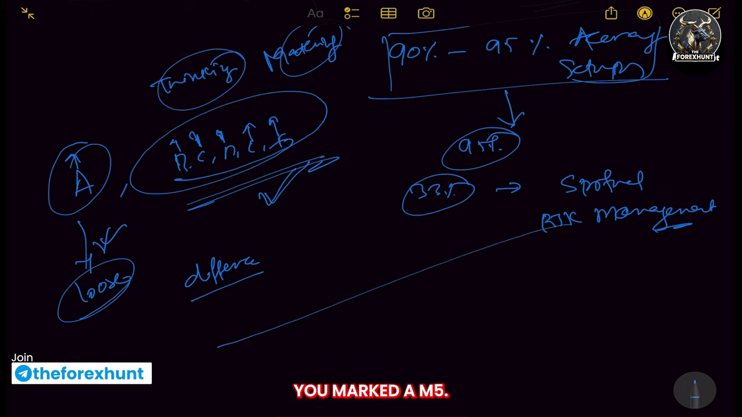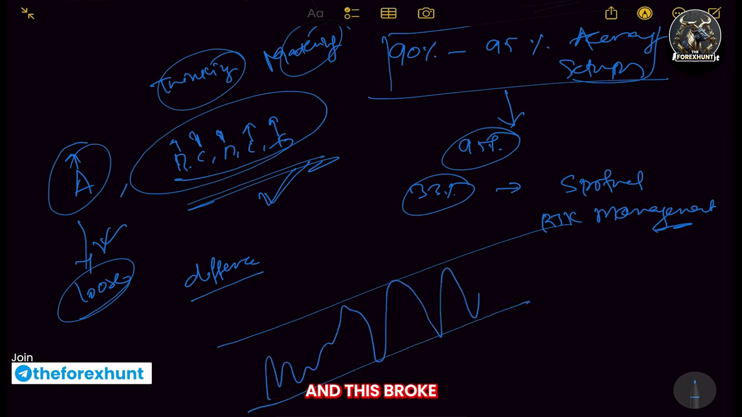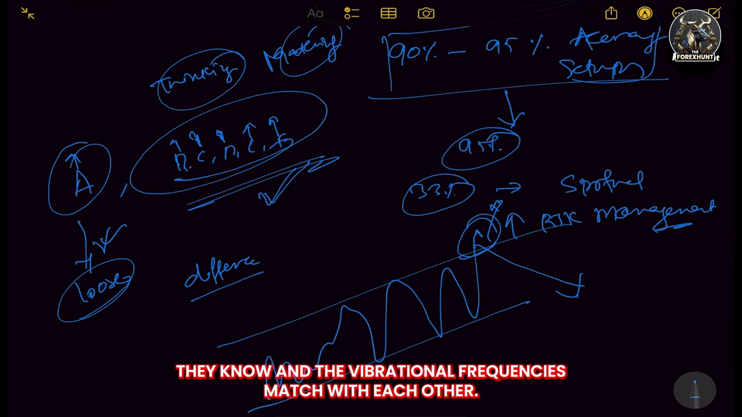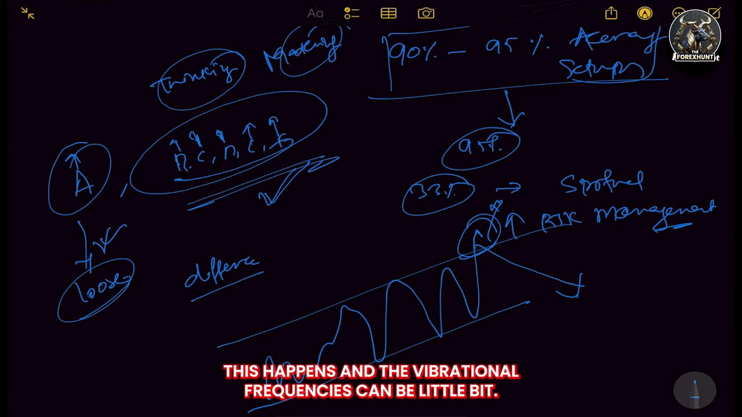You marked an M5 candlestick, it opened and ranged like this, and this broke. You can go for a buy, but why do the 10% of people sell here? Because the thinking capacity of all those 10% individuals is alike, and their vibration of frequencies matches each other. This happens, and the vibration of frequencies can be related to engulfing theory.